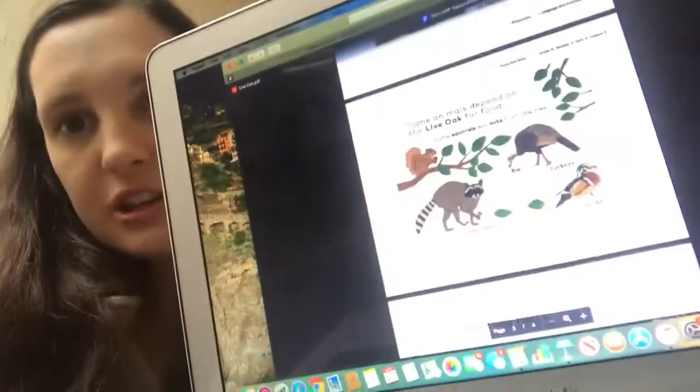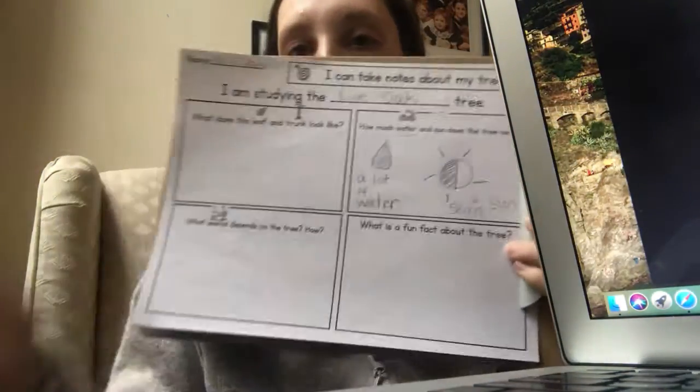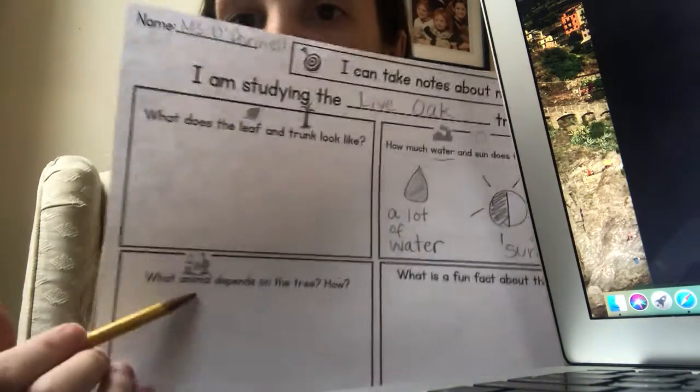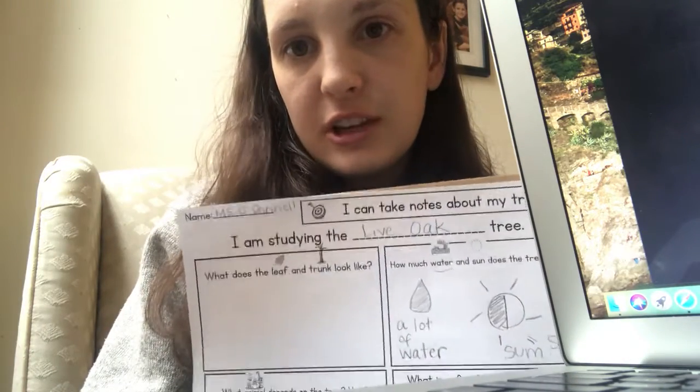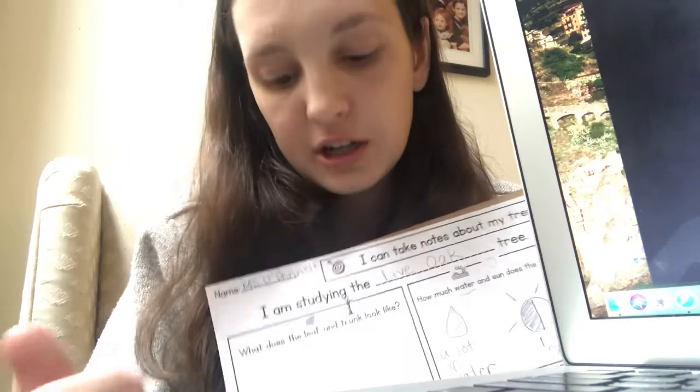So now what we're going to do is go back to our note-taking sheet. Sorry, it's a little hard to find the best angle for the camera. And we're going to find the part that has animals. And I just want you to choose one of those animals that you thought was really interesting. You don't have to write about all of them. And you're going to draw and write the animal and what they eat. And then we can try to sound out a word to spell too.